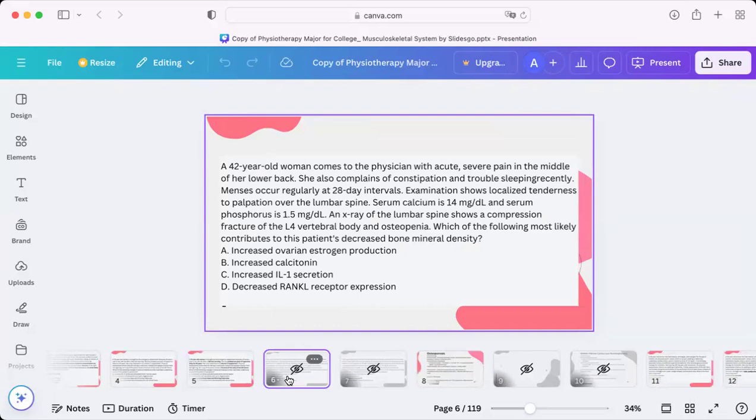Menses occurs normally at 28-day intervals. Serum calcium level is 14, it's normal, and phosphorus is 1.5, normal. An X-ray of the lumbar spine shows compression of the L4 vertebral body and osteopenia. Which of the following most likely contributes to this patient's decrease in bone mineral density?